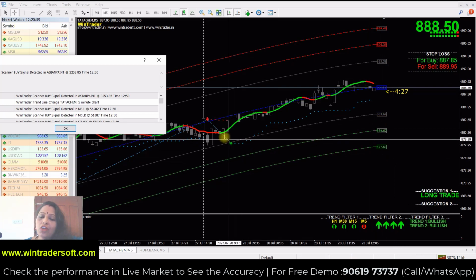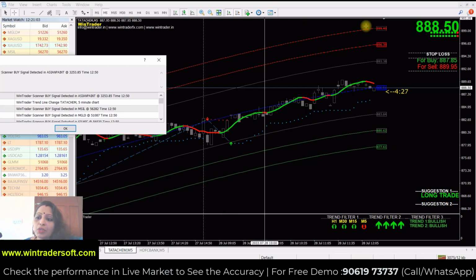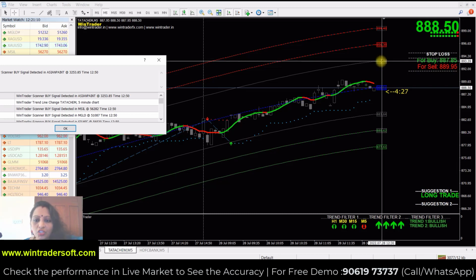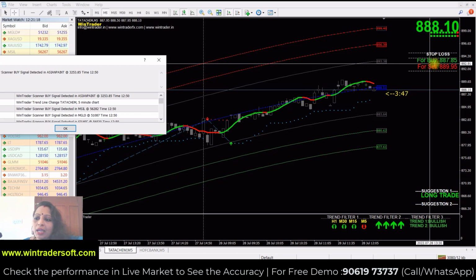Whenever you are taking a fresh entry, you have to check this green box. This is the first target, this is the second target, and this is the third target. Whenever the software achieves the target, it automatically refreshes the target. And you can see there is a stop loss. There are 4 buy and 4 sell.